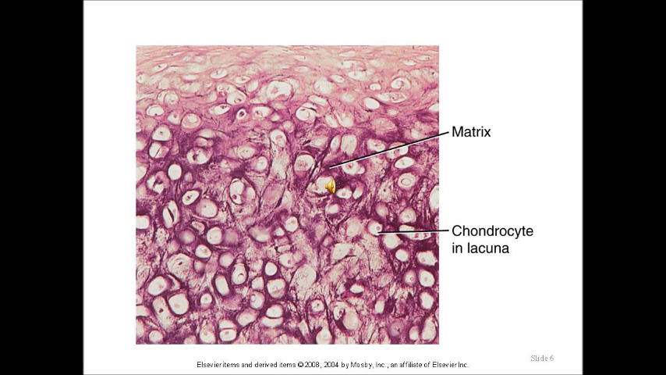The way they get their nutrition is through diffusion, so their matrix is slightly more liquidy, more gel-like than the bone matrix, and so nutrients can diffuse through their matrix a lot easier than they can through the bone matrix. And that's how they get their nutrition, rather than through direct blood supply.